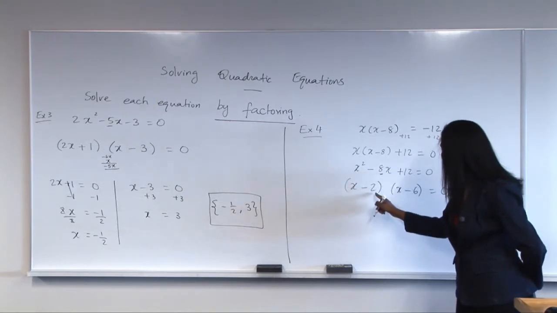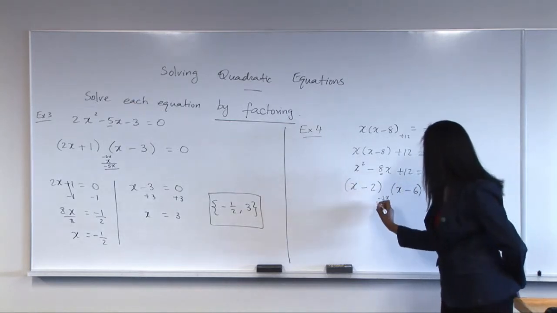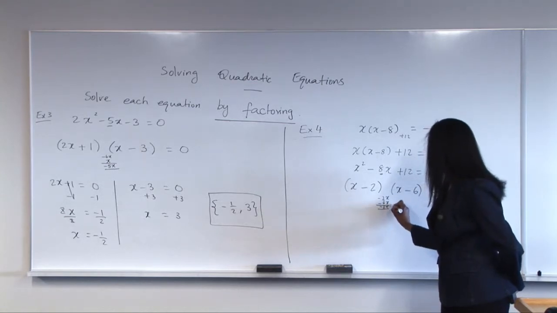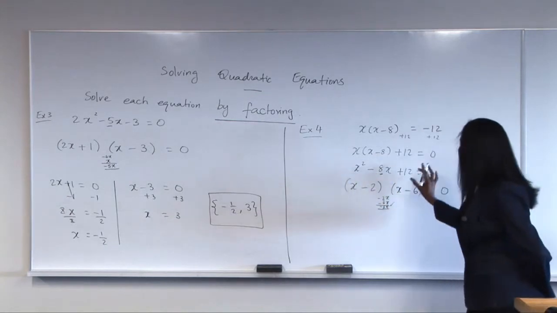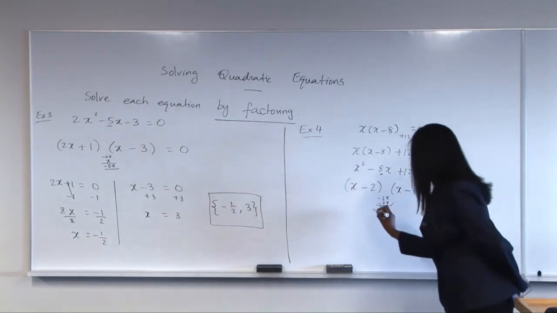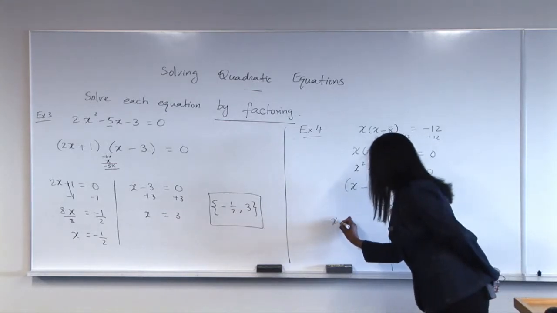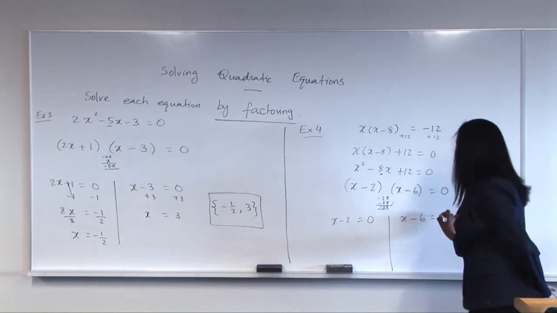The middle term, let's see whether we got the middle term. Negative 2x, negative 6x. What is that? Negative 8x. So the middle term also looks okay, so we are good. So the product x minus 2 times x minus 6 is equal to 0. What do we have to do? Set each to 0. x minus 2 is equal to 0, or x minus 6 is equal to 0.